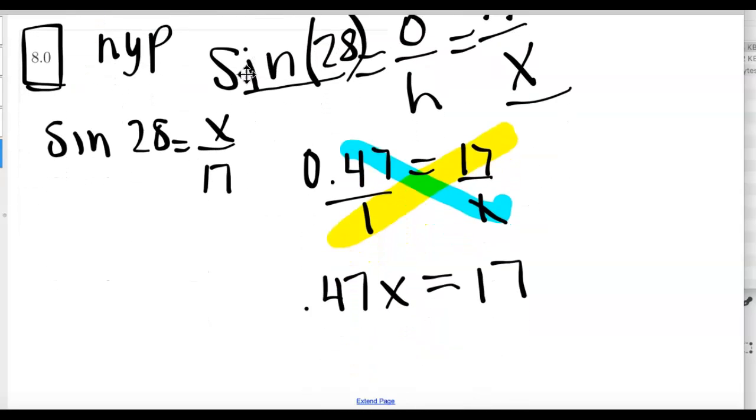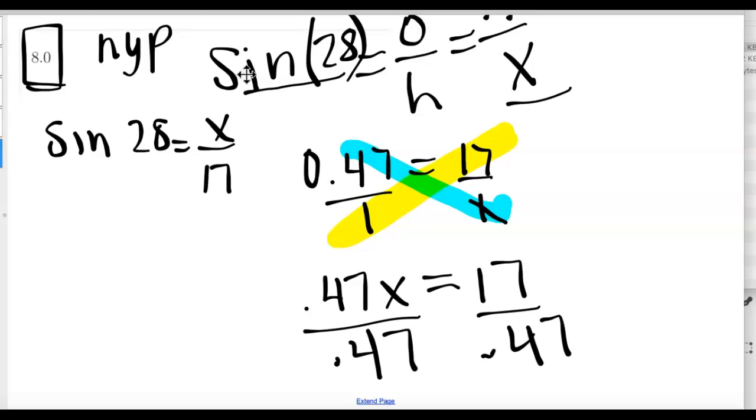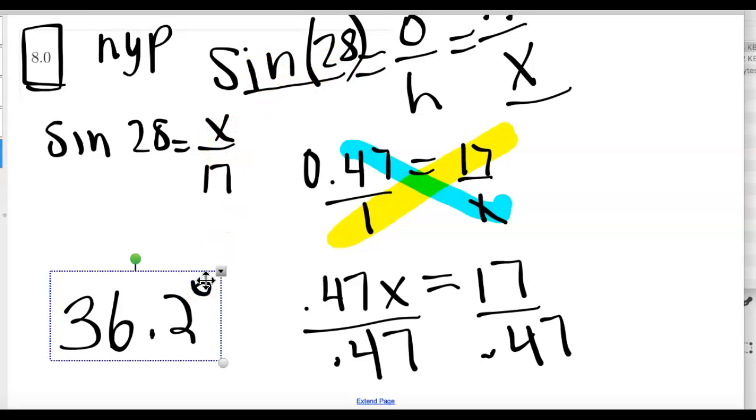Then we have to divide to get rid of the 0.47, and we get 17 divided by 0.47, which comes out to be, rounded to the nearest hundredth, 36.2. Yep. So it wouldn't have this on it there, but your final answer then is 36.2.